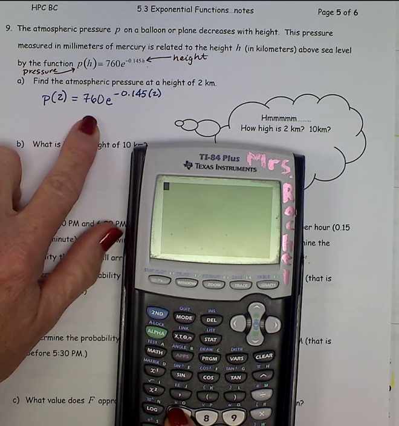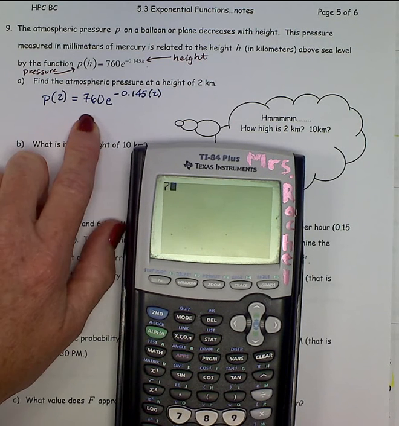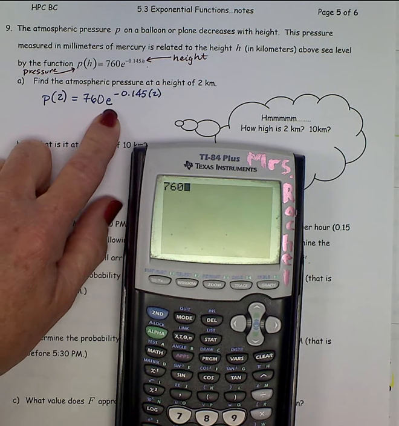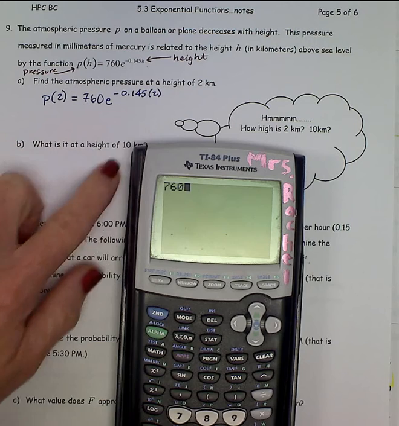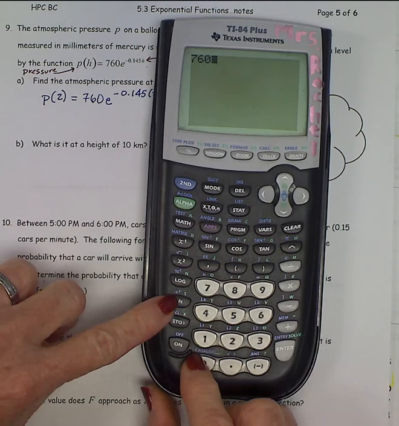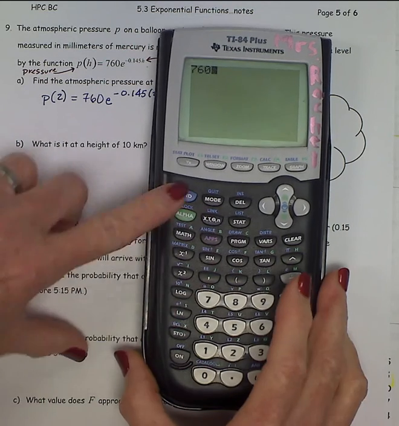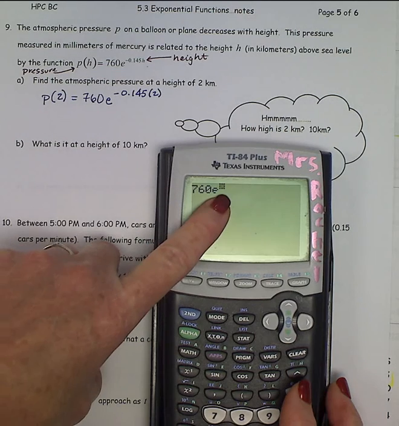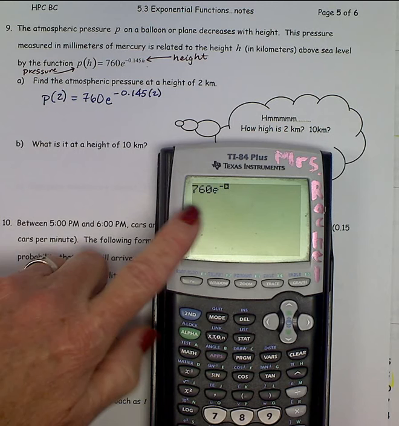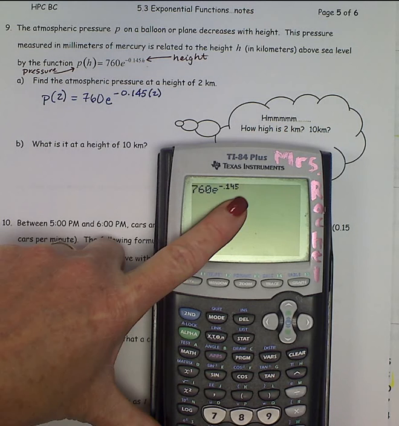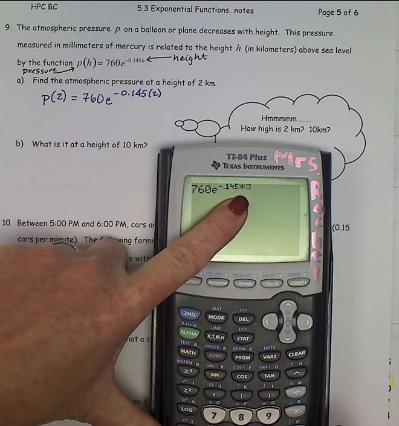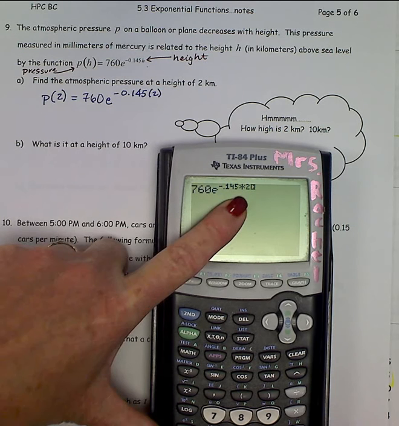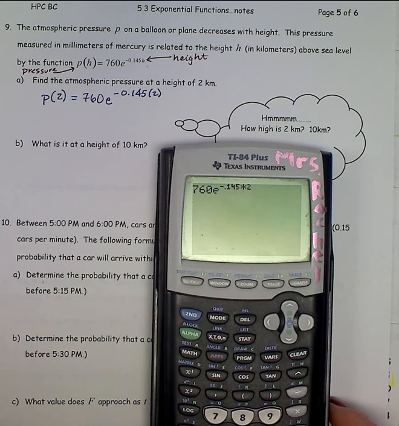So straight off the home screen, 760 e. Now remember, there are 2 places to find e. Since I'm raising this to an exponent, I'm going to use this one down here on the ln. So second ln. It pulls up the exponent, and then let's just go negative 0.145 times h, which is 2. Let your calculator do the work for you. Enter.